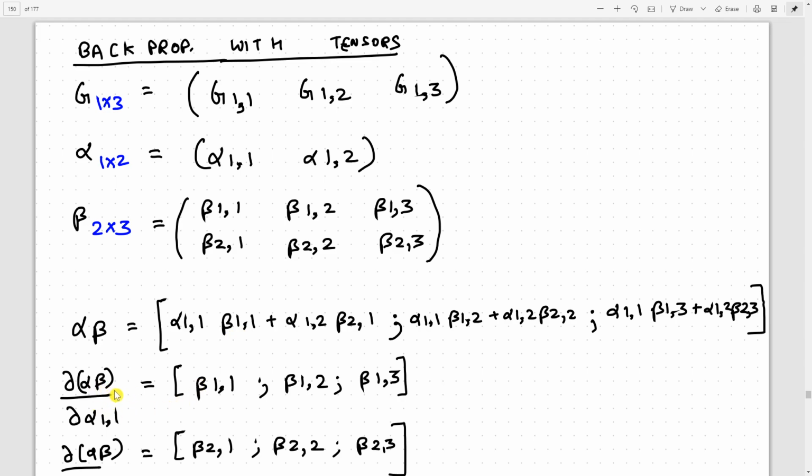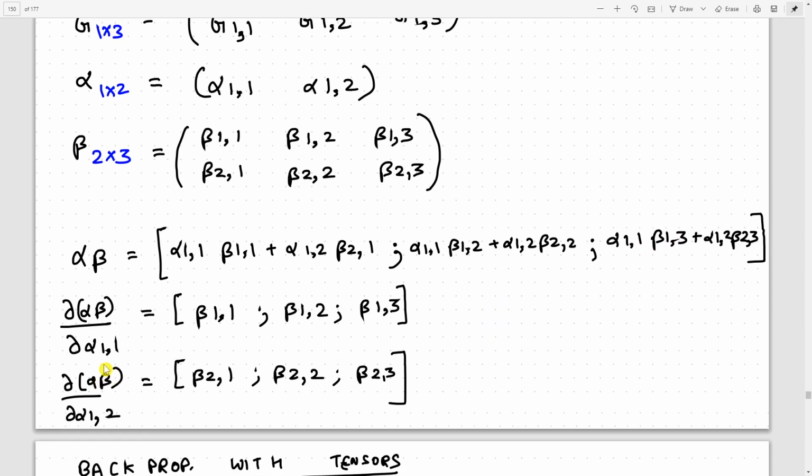So for alpha beta with respect to alpha 1,1, if we compute the gradient with respect to alpha 1,1, we get beta 1,1 for this term. For the second term, we do the gradient calculation with respect to alpha 1,1, we get the beta 1,2 term. And for the third term of alpha beta, when we do the gradient computation with respect to alpha 1,1, we get beta 1,3. And similarly, we can compute the gradient of alpha beta with respect to alpha 1,2, which was the second term in alpha. And for that, we'll get beta 2,1, beta 2,2, and beta 2,3, right? So we've computed the gradient of alpha beta with respect to alpha 1,1 and alpha 1,2, right?